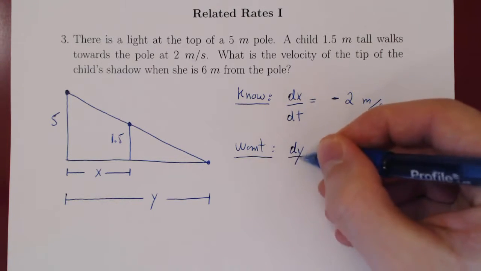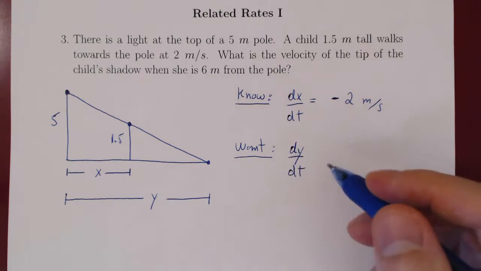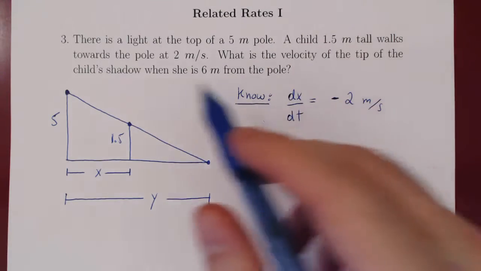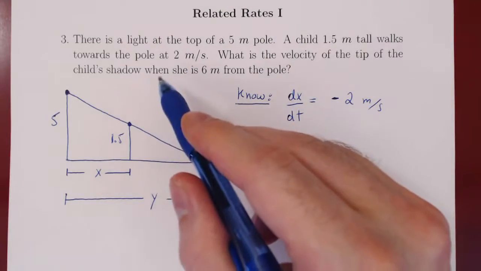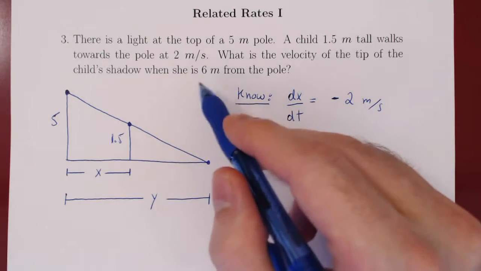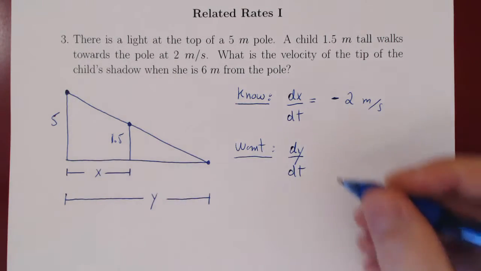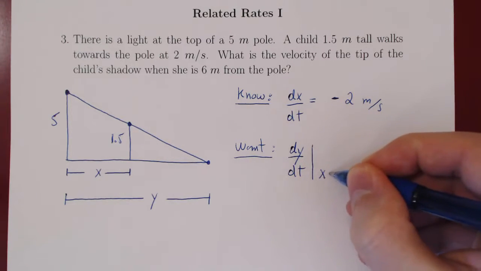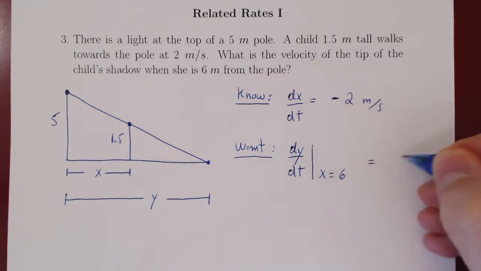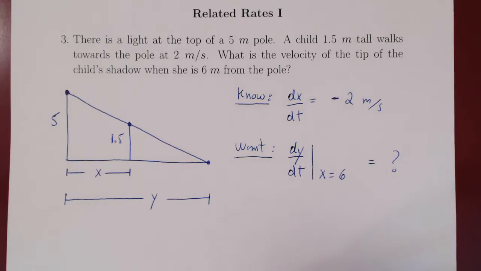So dy over dt. But be careful, we want the velocity of the tip of the child's shadow, specifically when the child is 6 meters from the pole. Therefore, when x is equal to 6. And now that's what we want to find.